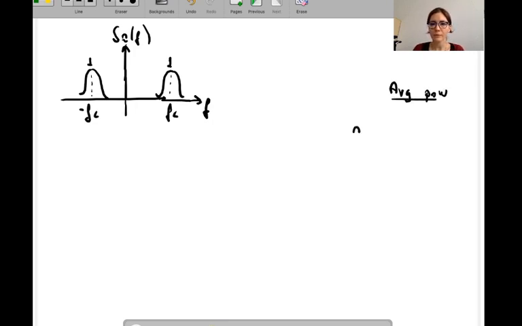So I begin with the process N of T. Let's call as P the average power of Sn of f. But then if we call it P, it means that the whole area under Sn of f has to be P. So half of it, since this is symmetric, again, remember this is an even function because N of T is a real process, half of the power should come from here, P over 2, and the other half should come from here, P over 2.